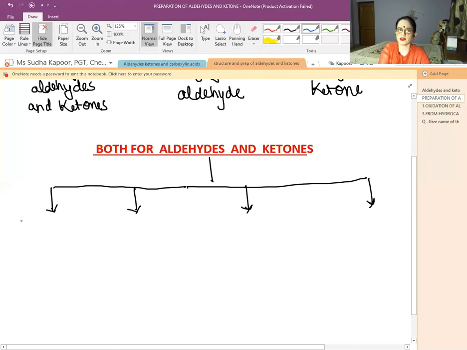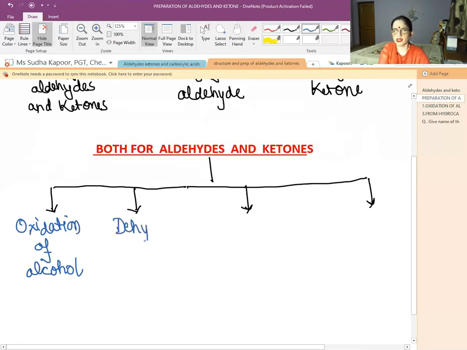Now the first one. First is oxidation of alcohols. Oxidation of alcohols is also a means to develop aldehydes and ketones. Now the second method is dehydrogenation of alcohols. This we also did in lesson 2, that is alcohol phenol ether, by using copper at 573 Kelvin.